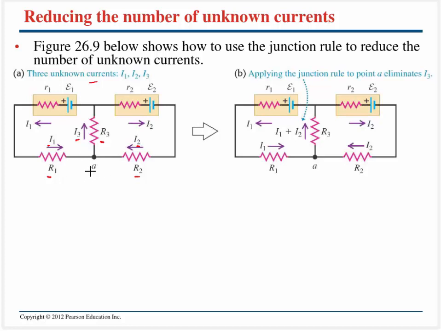What the junction rule allows us to do is say, at this junction A, I have essentially I3 leaving, so I'll make that the negative. Going into it, I have I1, and I also have I2 going into that. So all of these must add up to be equal to 0, so I can rewrite I3 as being equal to I1 plus I2, essentially allowing me to reduce the number of unknowns, making it an easier equation to solve. So here I've replaced I3 by I1 plus I2.